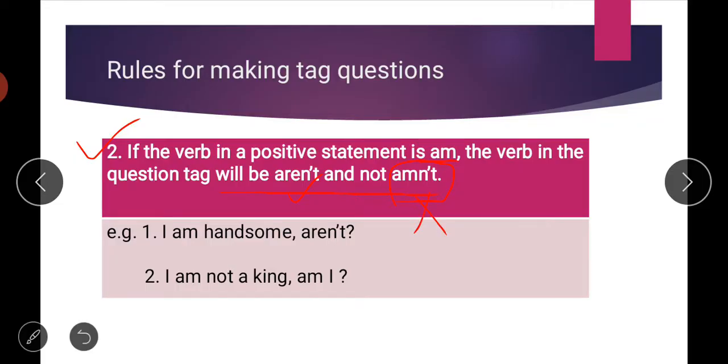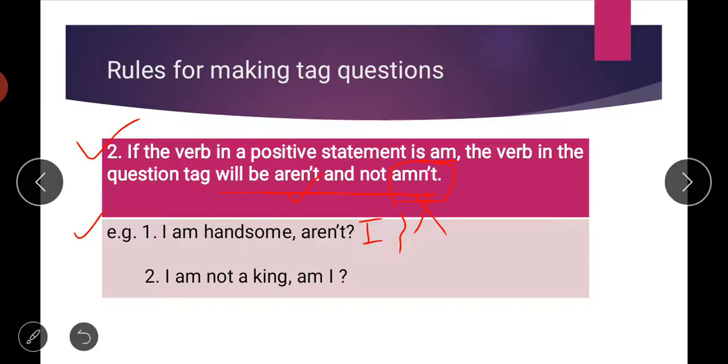So if you have to form a positive tag, then there is no problem, you can use the word am. But in case of forming negative tags you can't use am not. Instead of this you will use are not. See the first example: I am handsome, aren't I? Sorry, there was a mistake in that sentence. Aren't I is the right tag for this one. So, I am handsome, aren't I. You can't use am not I, that will be wrong.